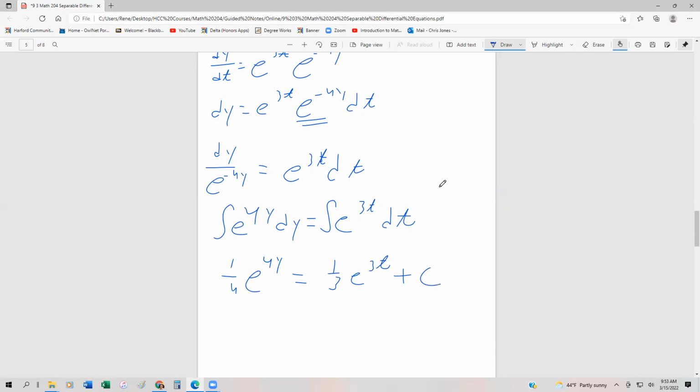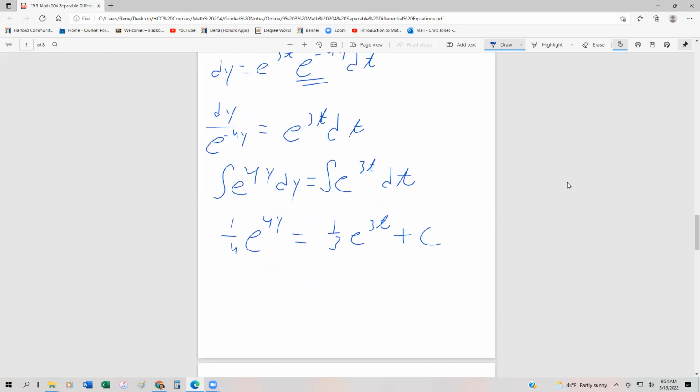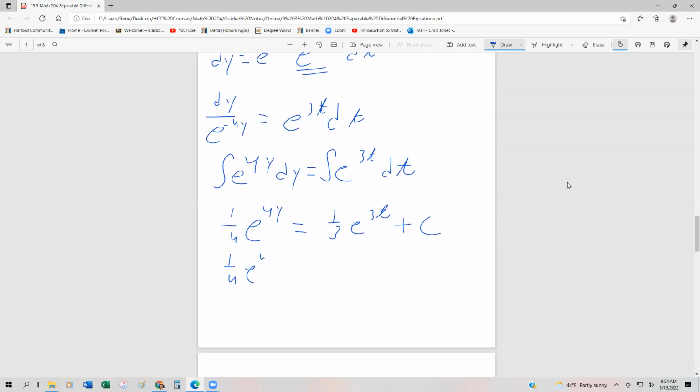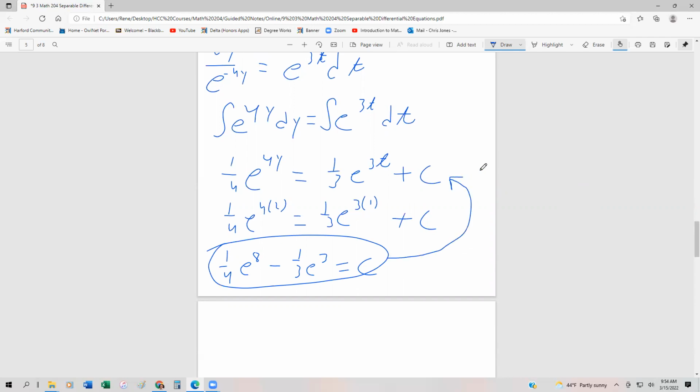Now, it does ask us to solve for the initial value, where y at 1 is equal to 2. That means when t equals 1, y equals 2. So let's go ahead and substitute, and then we can solve for the dependent variable. So this is going to be 1/4 e to the 4 times 2 equals 1/3 e to the 3 times 1 plus c. And then this just yields 1/4 e to the 8th minus 1/3 e cubed is equal to c. We're going to hold on to this because that's our constant of integration, and we're just going to substitute that back in right here, and then we can start solving.